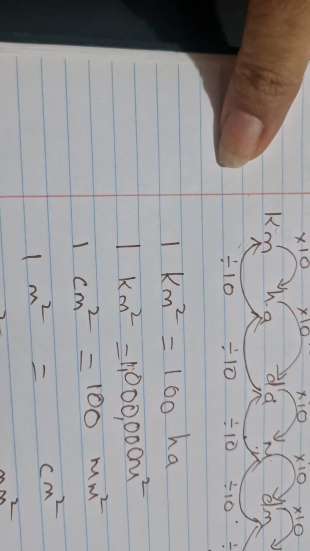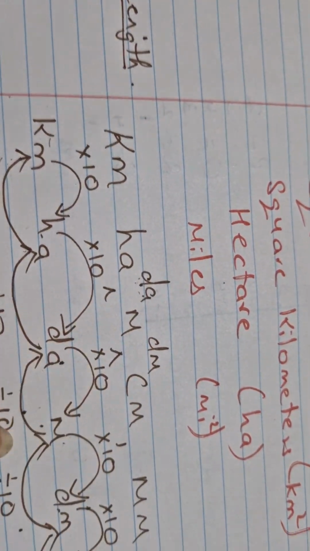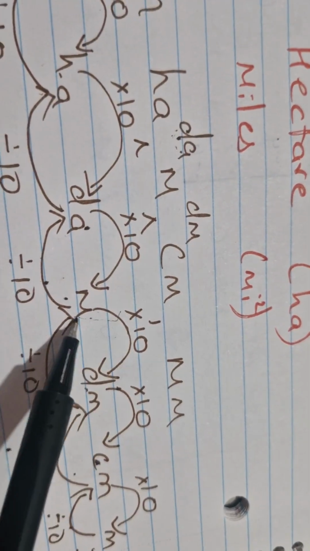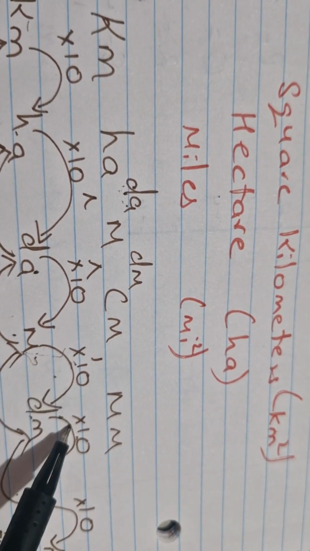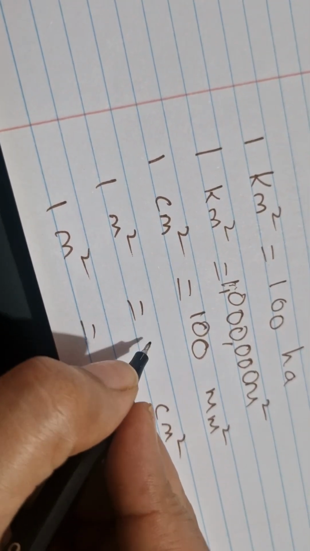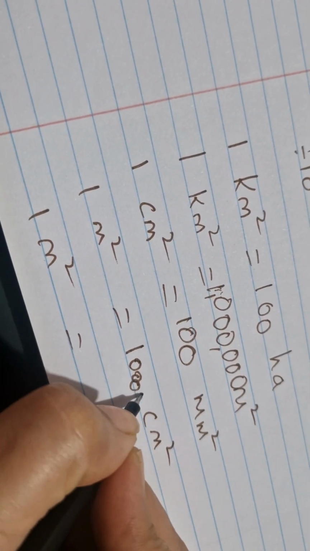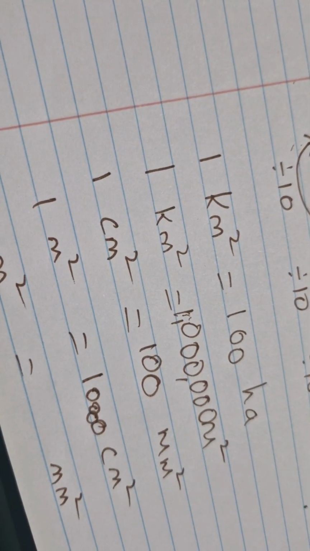Now look here, 1 meter square, how many centimeter square? Meter to centimeter is 100. You can see this is meter, this is centimeter. Meter to centimeter is 100, so 100 times 100 will be 10,000. So 1 meter square will be 10,000 centimeter square.